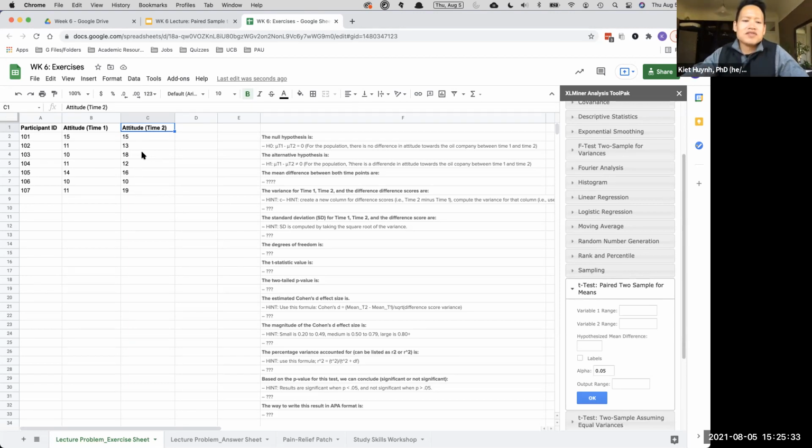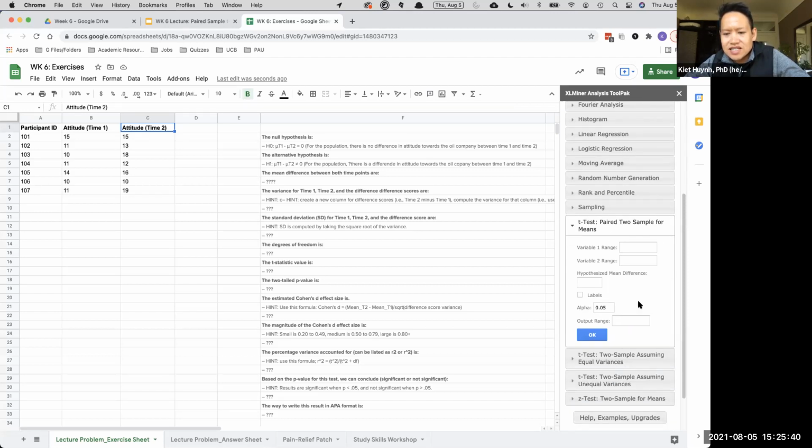Okay. So what we do now is we have to fill in this information, and there's only 3 pieces of information we need to fill in to run this test. We need the range of the first time point, the range of the second time point, and where we want to input the table. So this is the range of the first time point, which is just all the scores at time point 1.